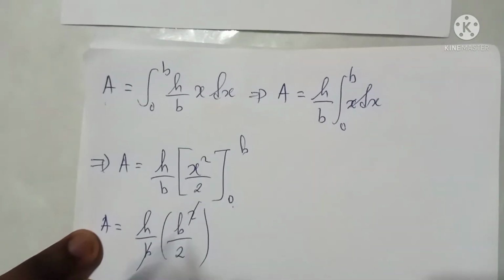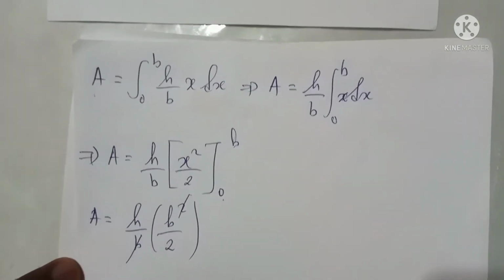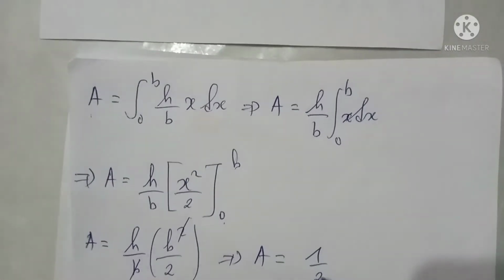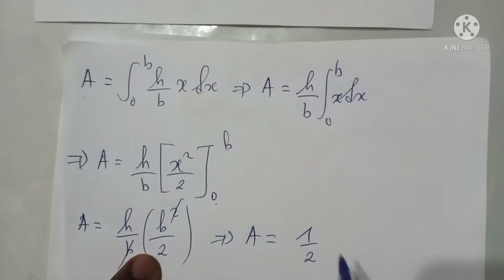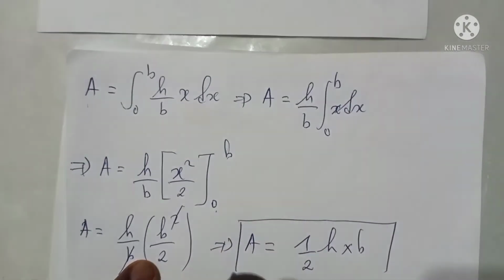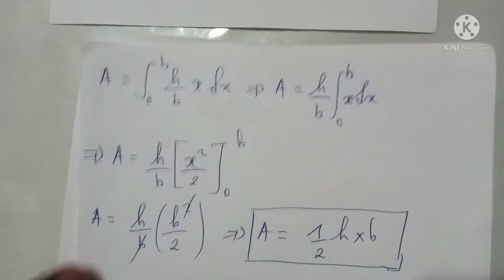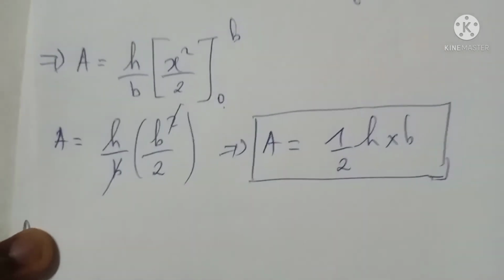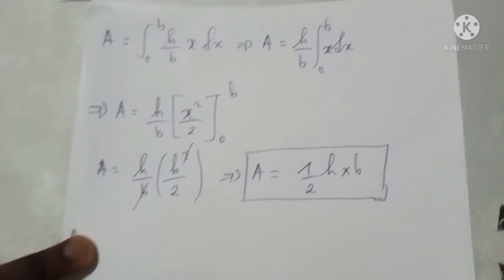So b will cancel b, and we are left with area equals half, because of this 2, height times base. So we see how the formula for the area of a right angle triangle is gotten using integration.